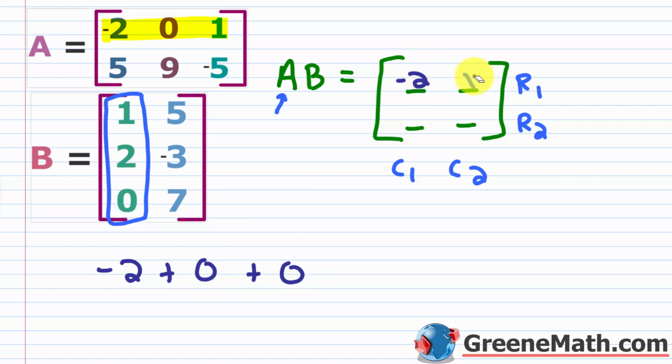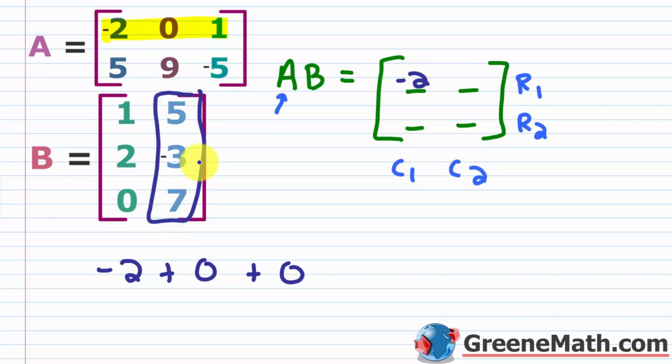Then I'm going to slide down because I'm now in row 1. Stay in row 1, but I'm in column 2. So row 1 here times column 2 here. So that's going to be what? It's going to be negative 2 times 5, which is negative 10, plus 0 times negative 3, which is 0, plus 1 times 7, which is 7. This would give me negative 10 plus 7 is negative 3.